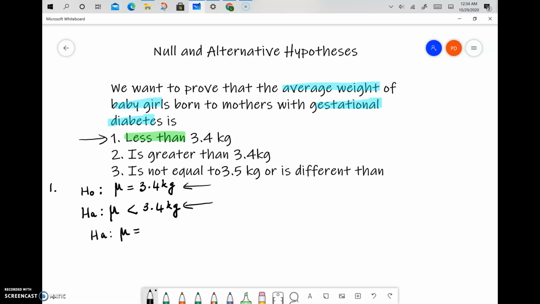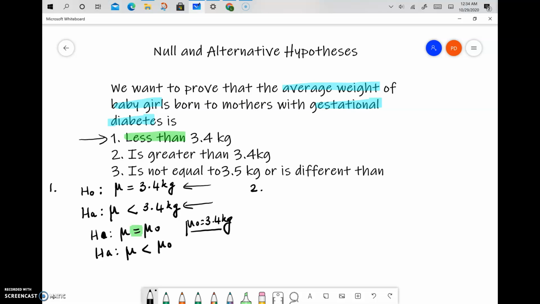So in this case, we're looking at mu equals mu naught. For the null hypothesis, we always have an equal to symbol. The alternative hypothesis is mu less than, in this case, mu naught. So mu naught is equal to 3.4 kilograms. We need to know this when we plug in numbers into the formula.